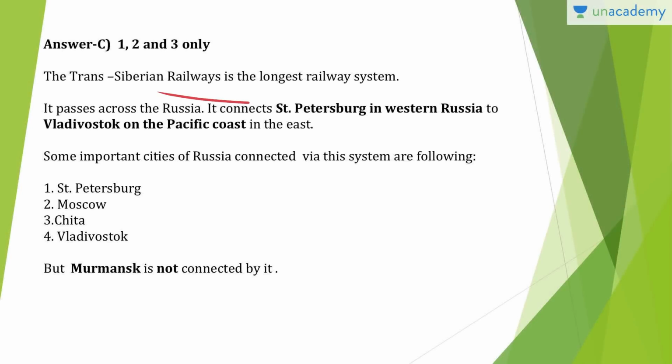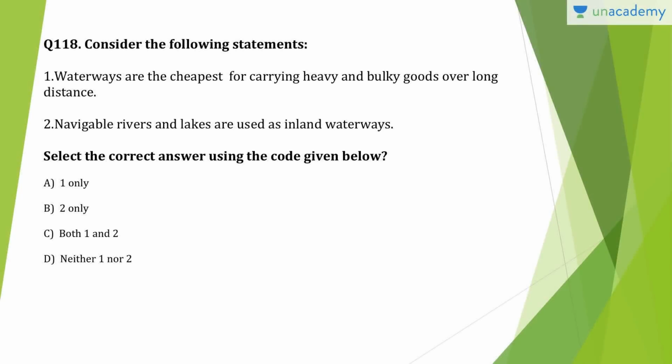So the Trans-Siberian Railways is the longest railway system. It passes across Russia and it connects St. Petersburg in western Russia, very close to Poland, to Vladivostok on the Pacific coast in the east. So that is how vast Russia is. Some important cities of Russia connected via the system are St. Petersburg, Moscow, Chita, Vladivostok. Vladivostok can get really cold, but Murmansk is not connected by this system.